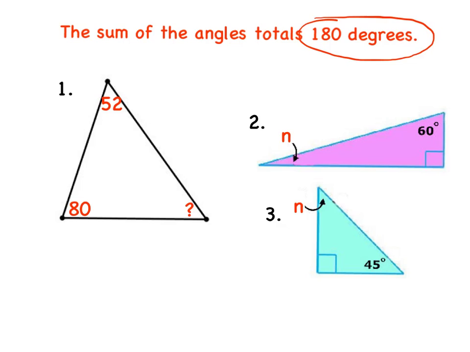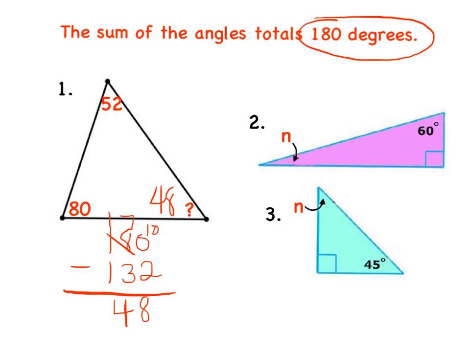All right, let's see how you did. Problem number 1, I can see that 80 plus 52 is 132. So if I were to subtract 132 from my 180, I can see that this answer is 48. So this missing angle is 48 degrees.